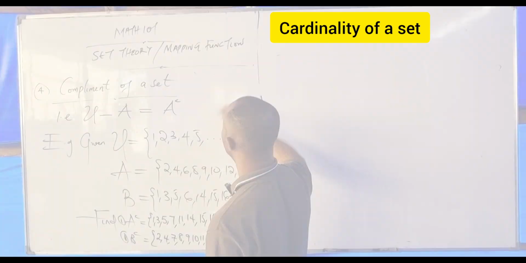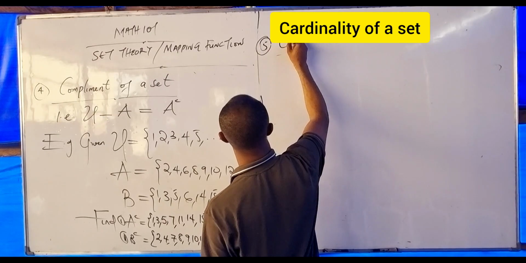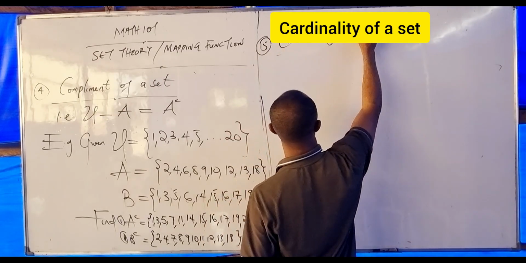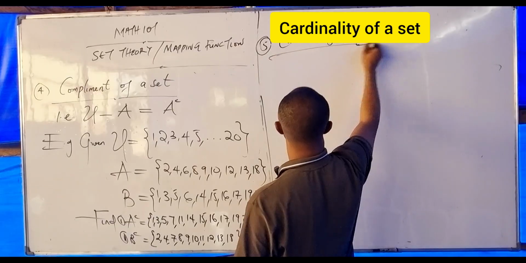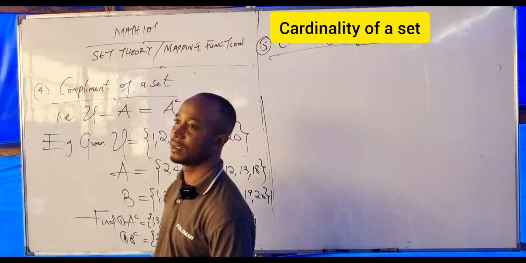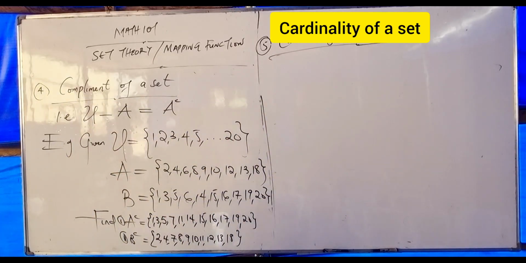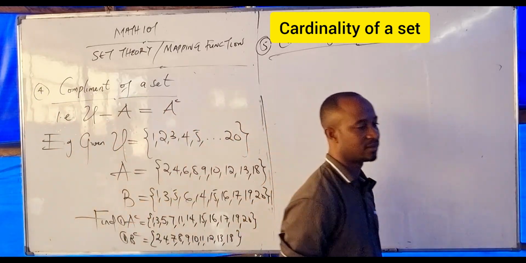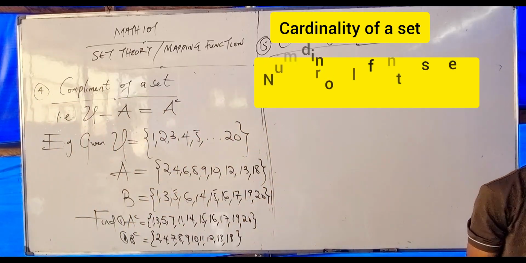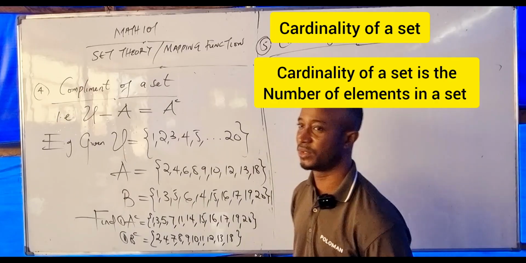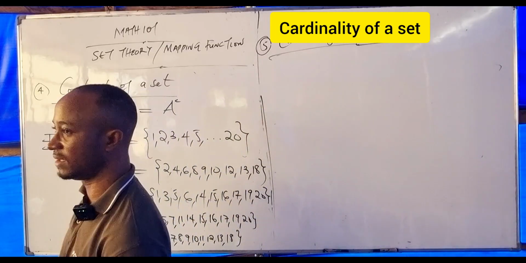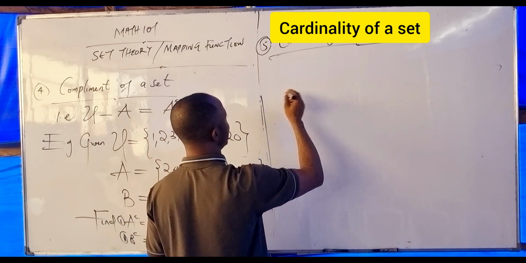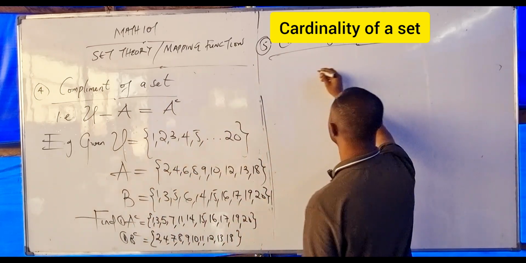Okay, let's look at number 5. Cardinality first. Cardinality of a set. Put this on. Cardinality of a set refers to the number of elements in a given set. This refers to the number of elements in a given what? Set. Cardinality of set A is represented as NA.